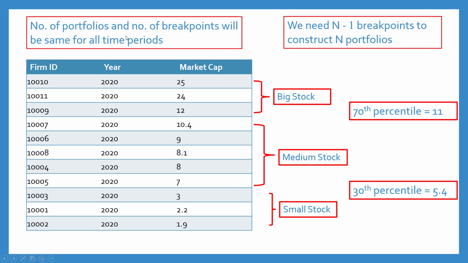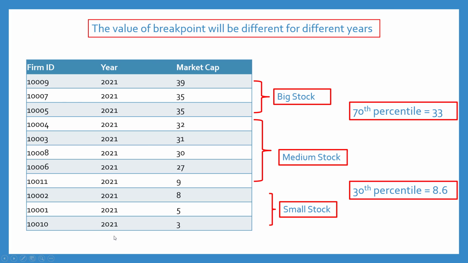Now do remember that the number of portfolios and the number of breakpoints will be the same for all time periods. So if we are using 2020's data, we would have 3 portfolios and we would have the 30th and 70th percentile. This would remain the same for 2021, etc. We would still have 3 portfolios and we would still use the 70th and 30th percentile, but obviously the value would change. So in 2021, we would have a different value rather than 11. We still have 3 portfolios, we still have the 70th and 30th percentile, but the breakpoint is now different.